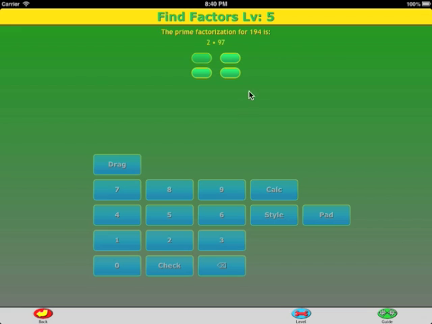Let's look at one more. The number is 194. It's a rather large number, but we actually don't have to do any multiplication or division for this question. First of all, we do 1. And 194 is the given number. The prime factor is 2. But we know that 2 times 97 is 194, so there's no calculation. We just enter 97. And this question is done.